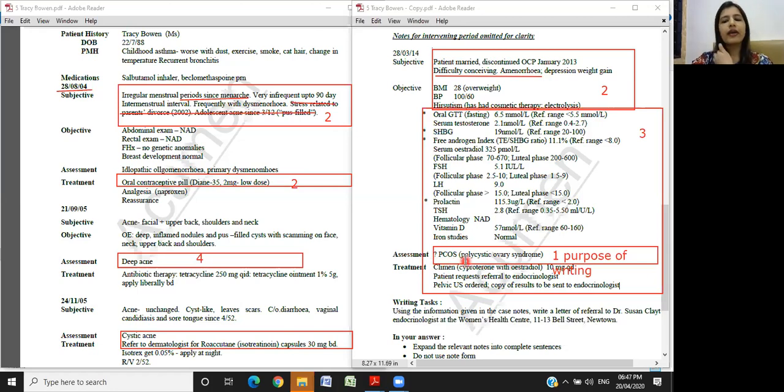And here in the assessment, it says query PCOS, right? So in the introduction paragraph, when you write, you can't say that they have been diagnosed with it, because it is still a query. So you will have to say signs and symptoms suggestive of, signs and symptoms indicative of, or signs and symptoms consistent with polycystic ovary syndrome. These are the important things that you have to keep in mind while writing such letters, and the evaluation criteria are to be kept in mind while you are writing the letter.